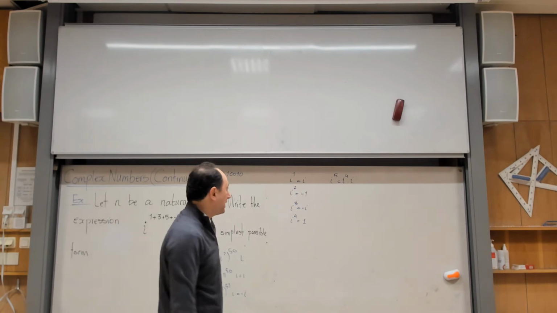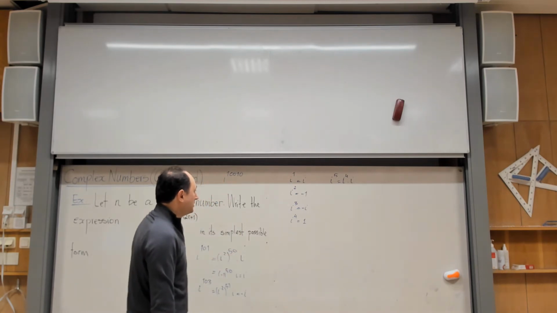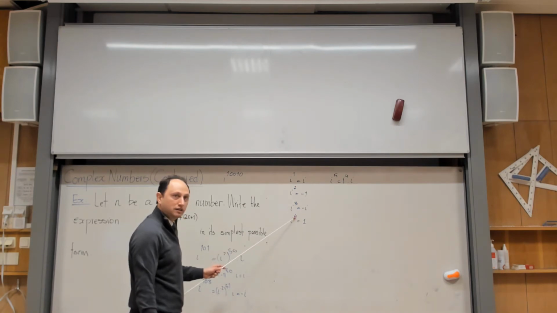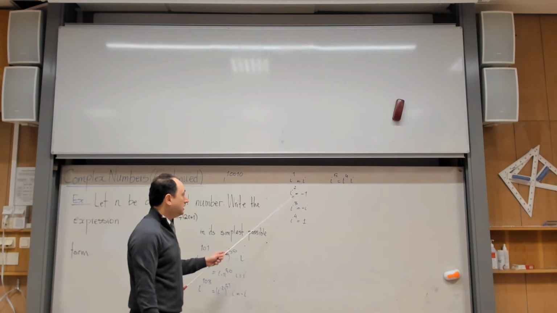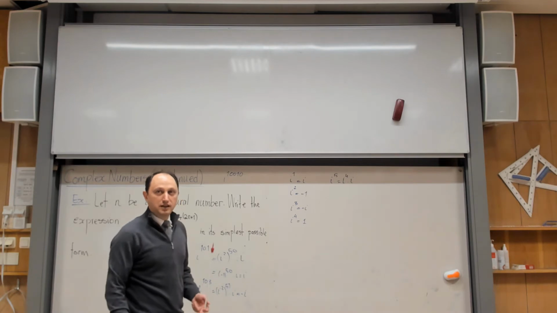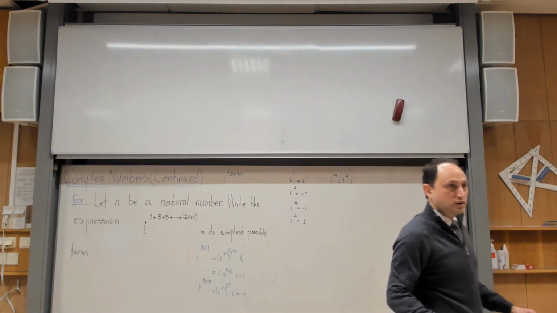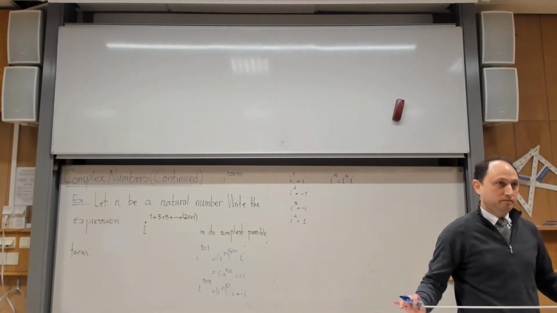But I cannot categorize them based on even and odd. You see, I have even here, the answer is minus 1. I have still even here, but the answer is 1. Here I have odd, the answer is i. Here I have odd, the answer is minus i. So it means evenness or oddness is not a good way to categorize. So then how should I categorize them?